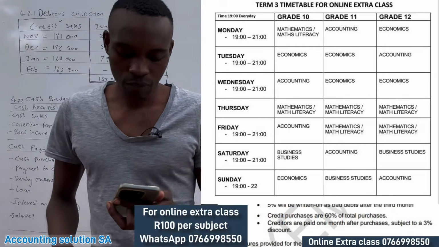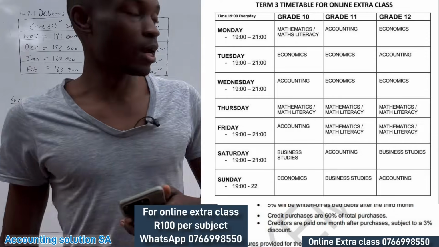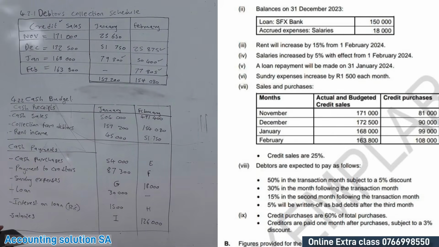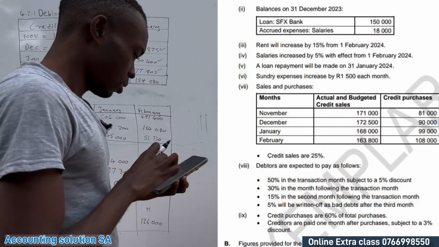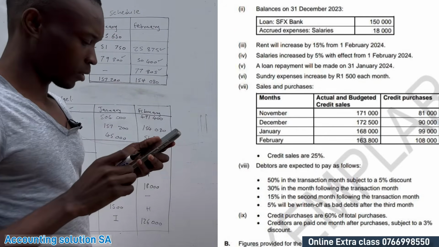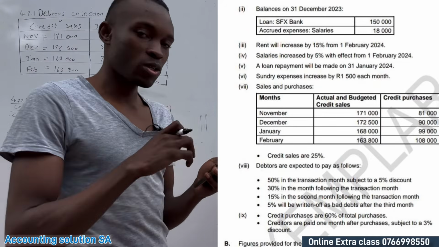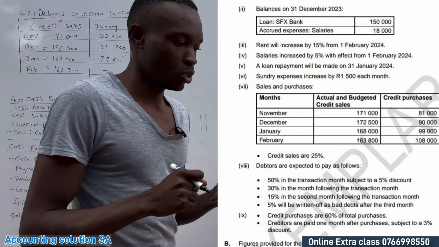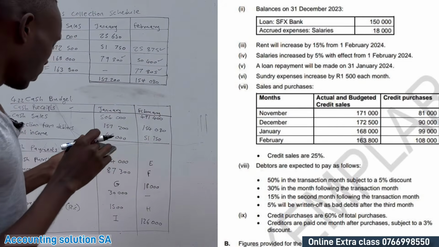Okay, so now let's go to the second part of the cash budget. Actually, we are done with cash receipts. Now we are going to cash payments. The first part is cash purchases. Let's check the instruction about the purchases. If you check on the table, they give us the credit purchases. So now we have to check the information related to cash purchases.